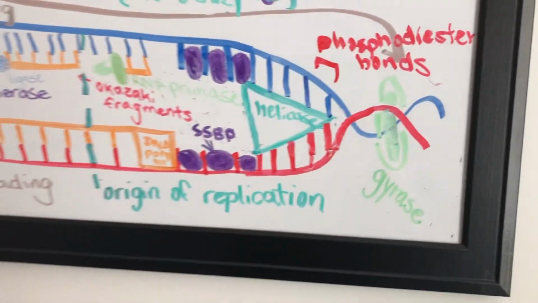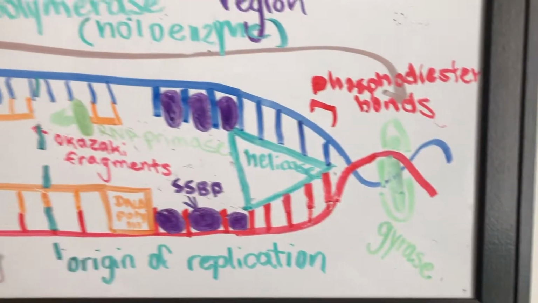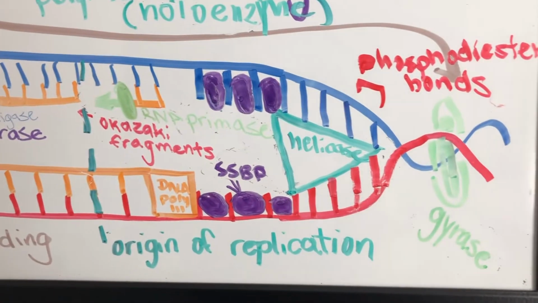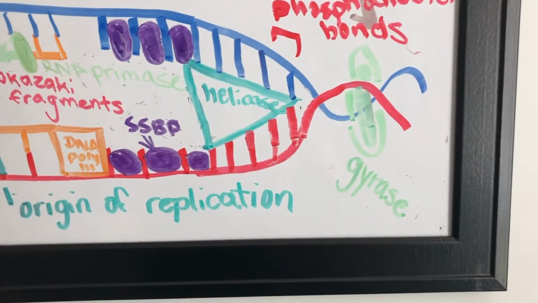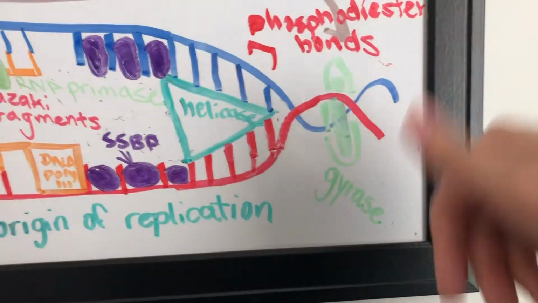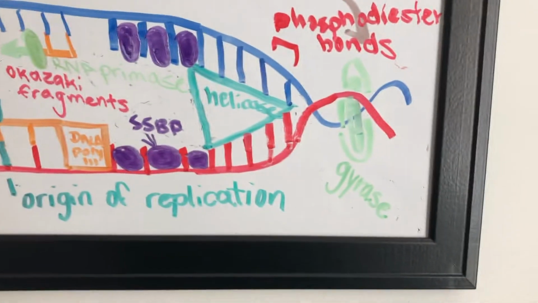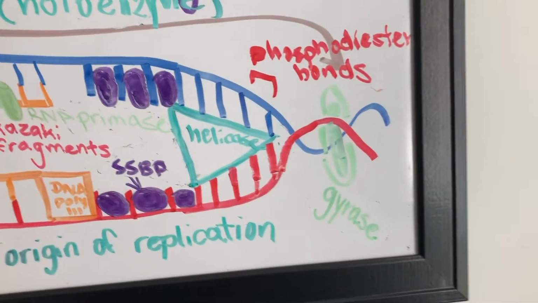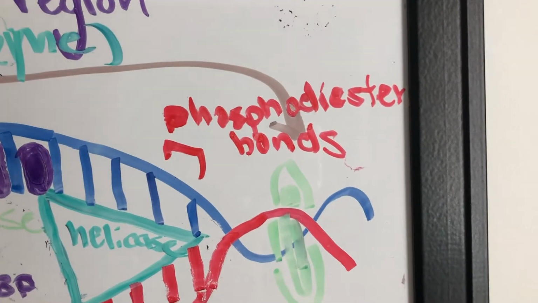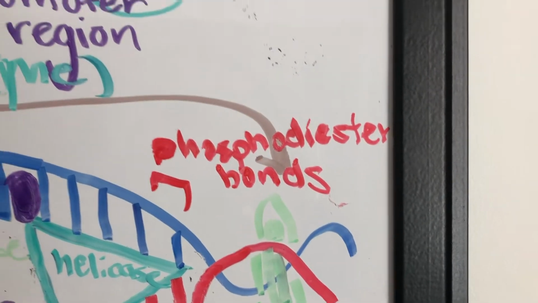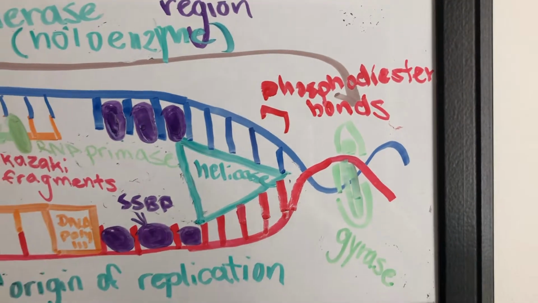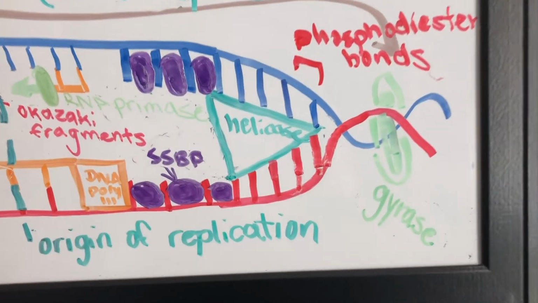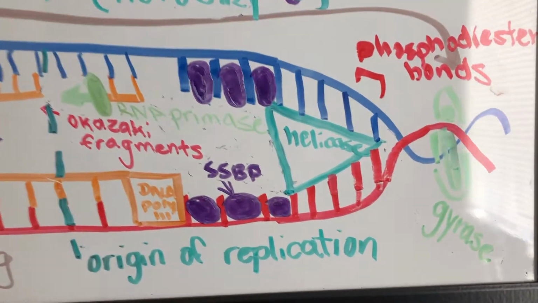So initially, we have the helicase that breaks the bonds between the DNA bases. And then along with that, we have gyrase, which goes through and makes sure that the DNA doesn't supercoil. And in the DNA, we also have what are called phosphodiester bonds, which are bonds that bond each of these sugar molecules together to make up the DNA.